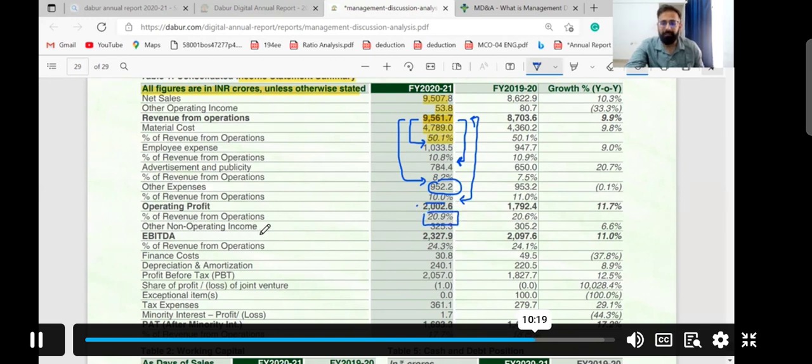Non-operating income. They might be earning some other income like rental income, interest income. So their non-operating income is 325 crore. And their EBITDA, what is the full form of EBITDA? EBITDA means earnings before interest, tax, depreciation, and amortization. So operating income plus other non-operating income, you will do that, and you will get EBITDA here.